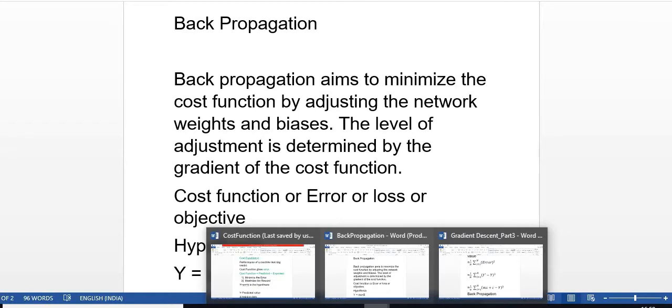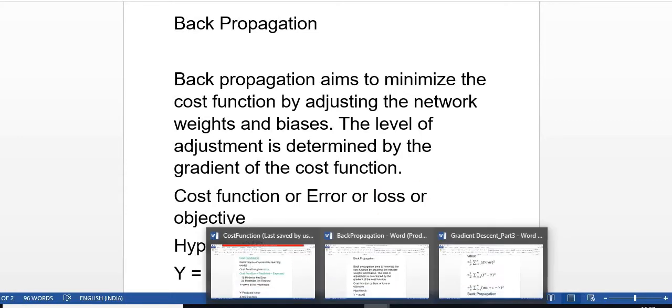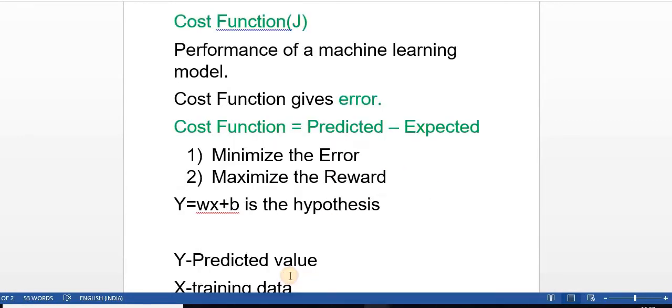See, what is a cost function? Weights and biases I already told you. Weight is the gradient, and bias is the intercept. In the simplest way we can express it that way for a hypothesis. Now I am going to tell you what exactly this cost function is.